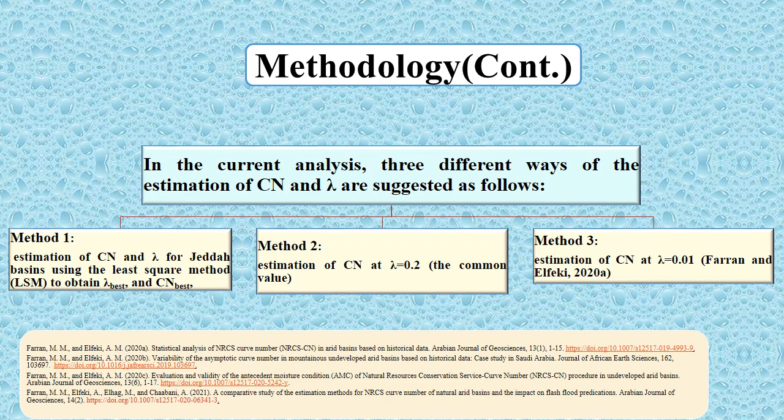Given lambda, we can get Cn, knowing precipitation and runoff. And the last one is giving lambda equal to 0.01, the value which we prefer, it's a better value for arid basins. And based on that, we can estimate Cn.